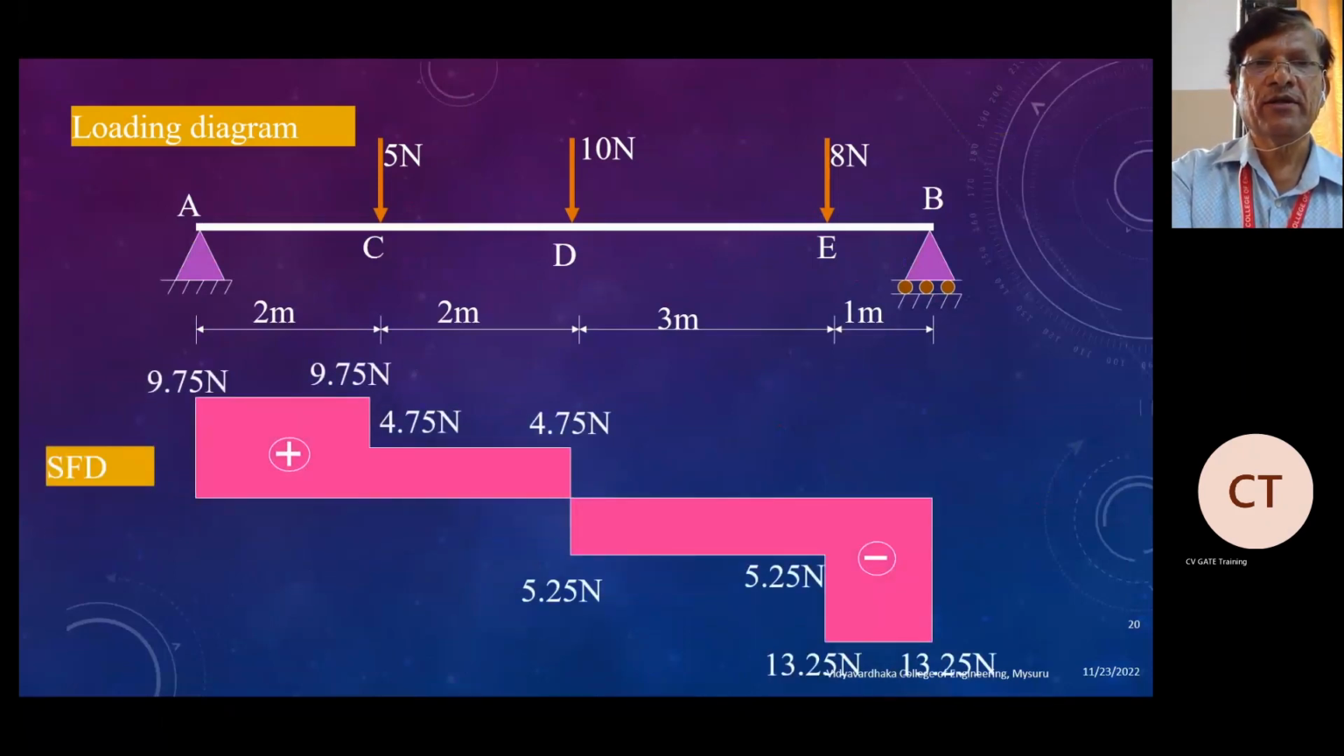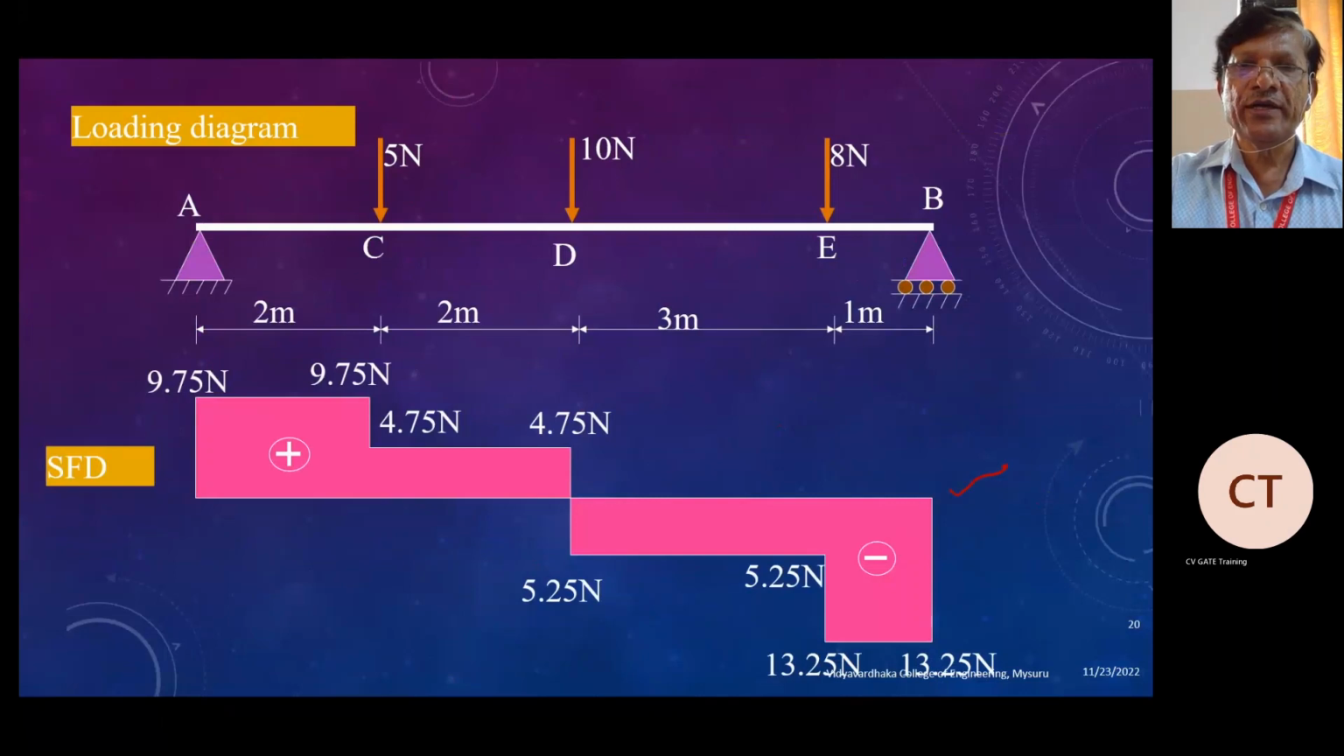So you will have all the forces after calculating. This is the baseline. Above the baseline, whatever shear forces you draw will be positive, and below the baseline, they will be negative. So you can draw it like this.